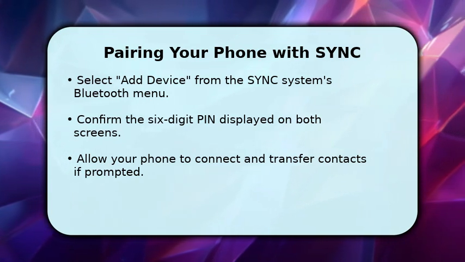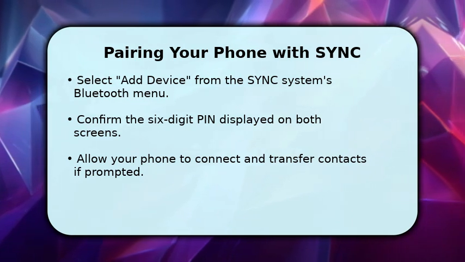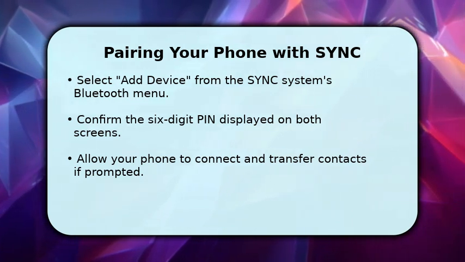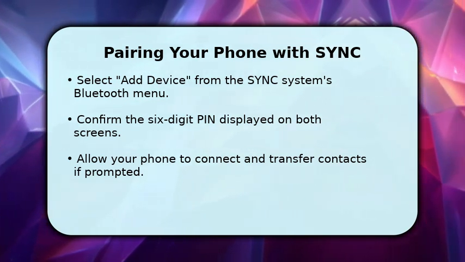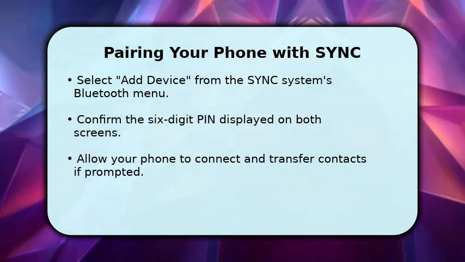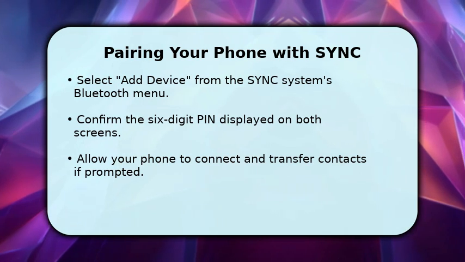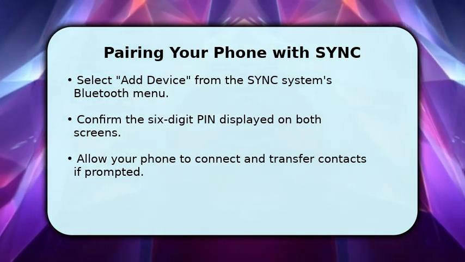Once in the sync menu, select the Add Device option to begin pairing. Your Ford Transit system will then search for available Bluetooth devices. When your phone appears, select it. A 6-digit PIN will be displayed on both your vehicle's screen and your phone. Confirm that these numbers match to authorize the connection. Finally, allow your phone to connect and transfer contacts if the system asks, ensuring full functionality for calls and messages.